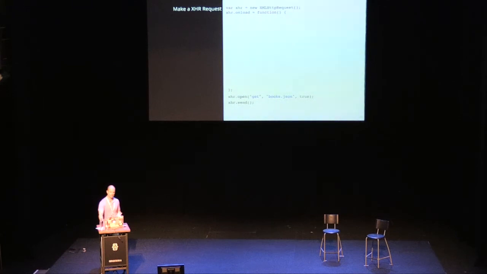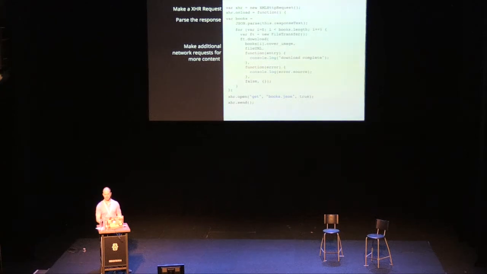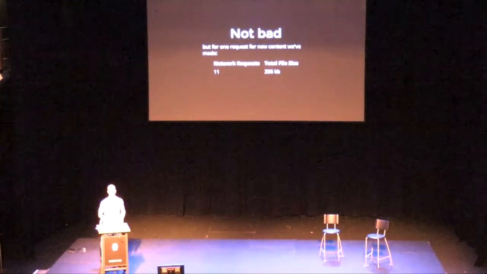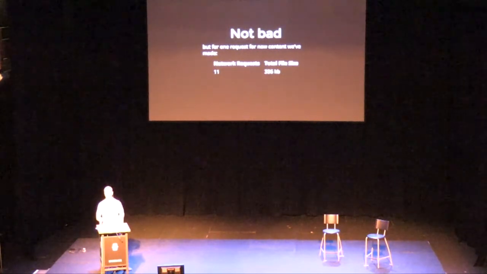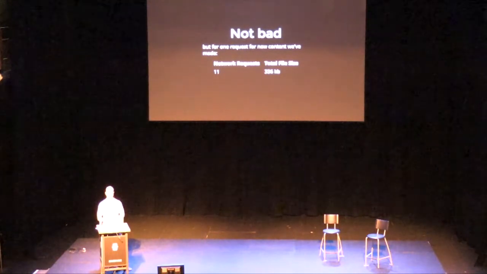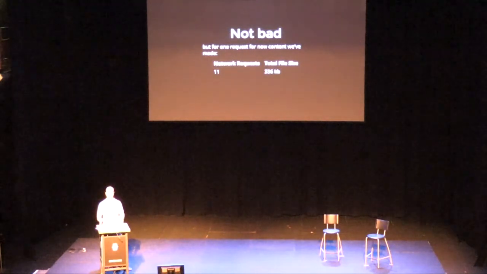If we were taking a look at the code for this, we create our new XMLHttpRequest. We open books.json. In my contrived example, I have a list of books that I want to download the metadata for. Once I get that data back, I'm going to parse it, and then loop through it, getting each and every one of those cover images and downloading them to my application. So that works. It's not bad, but I just made 11 network requests. I had to go get the JSON, and then I had to go get all of those cover images separately. So that's 11 network requests, 336 kilobytes of data, at least in the example that I ran.